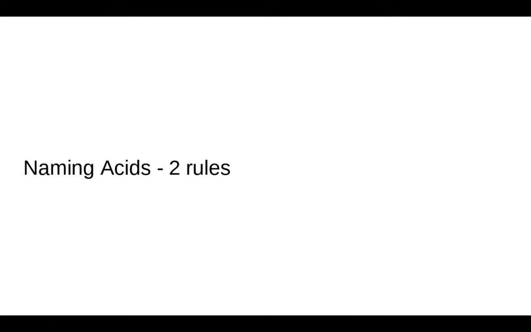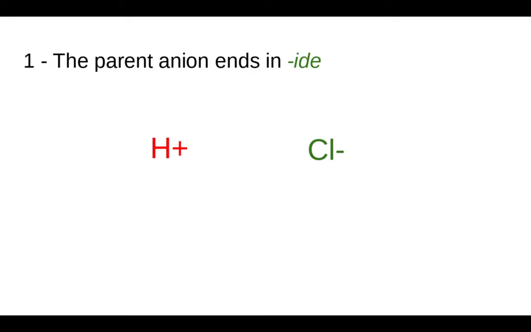So when you're naming acids, there are two rules, okay? Rule 1 is a little bit confusing, but hopefully I can show you. Rule 2 is very easy, okay? So let's start with rule 1, which is where the parent anion ends in "ide." So this is what we're looking at, okay? This is a hydrogen ion, and then this ion we call chloride, okay?